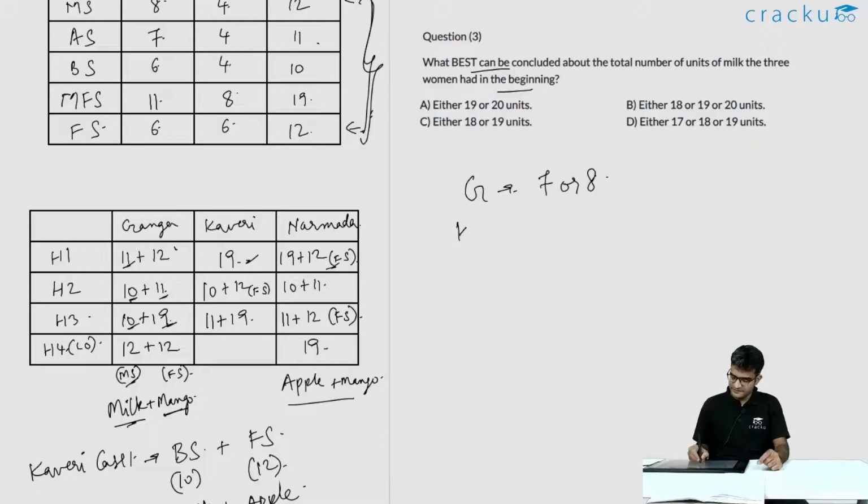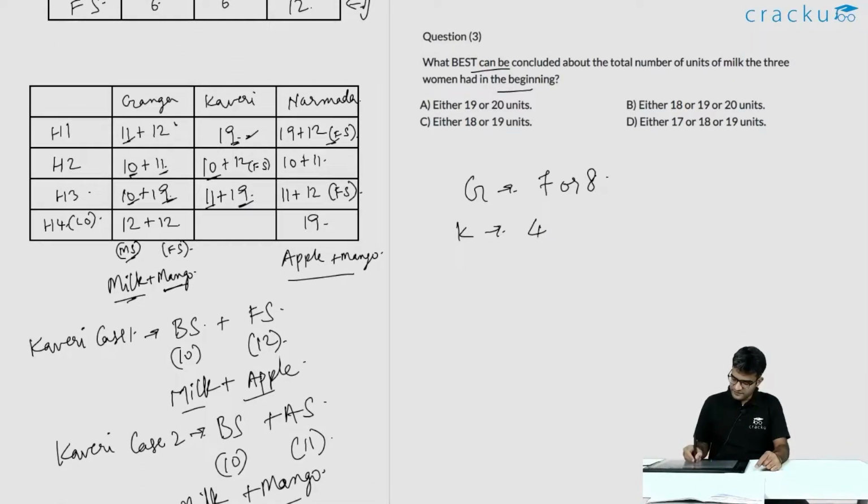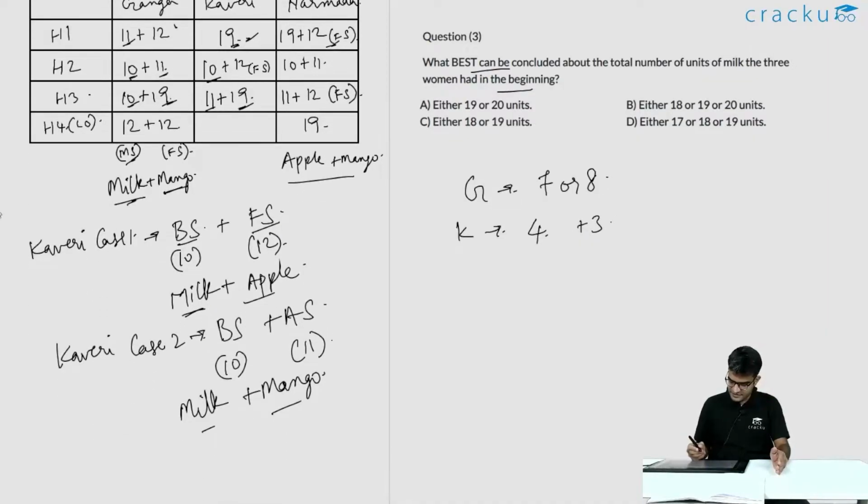If you are looking at Kaveri, Kaveri has 1, 2, 3, 4 for sure in the first 3 hours. In the first case it is 1, 2 and 3. In the second case it is not 3, it is actually 2, because fruit salad does not have any milk. It is banana smoothie plus milk. So it is 2. So this is 6 in the first case. In the second case it is 4 plus 1, 2 and 3. This is equal to 7. So Kaveri initially had either 6 or 7.